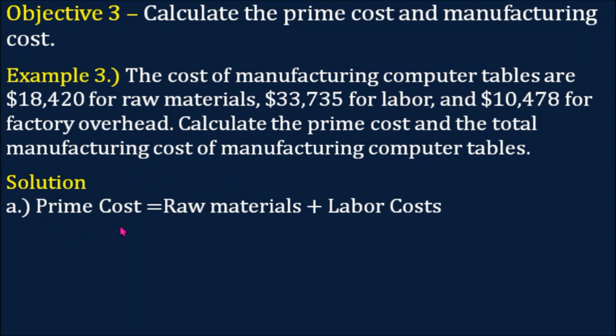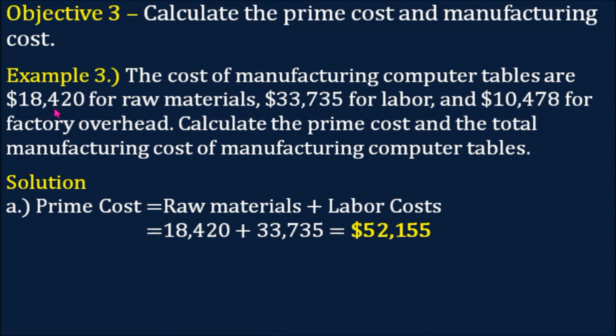For prime cost, it is equal to raw materials plus labor cost. So for our raw materials, we have here 18,420, and then the labor cost is 33,735. So the sum is $52,155. So this is the prime cost.